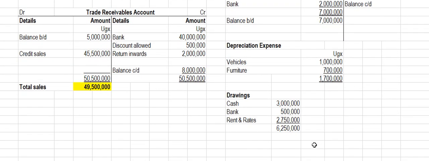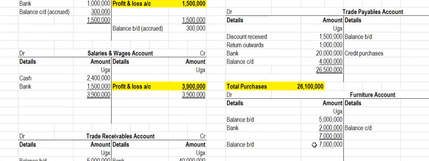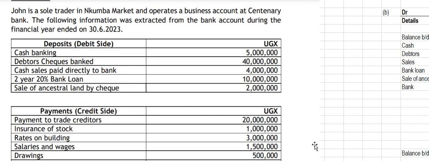So that's it. Questions about single entry are always a bit tricky, and I believe with practice you can master the technique for arriving at the missing information, and when you get that information, you can come up with financial statements for any single entry problem. So practice is very, very key.